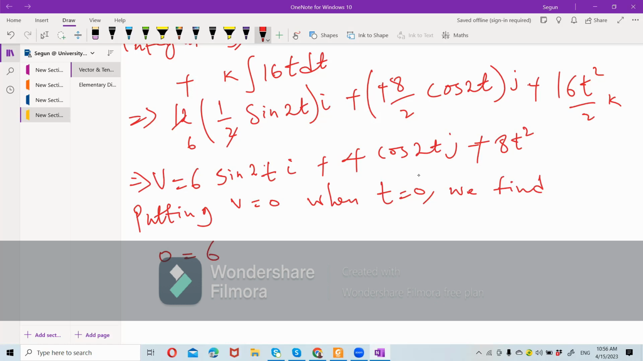Hello, sir. I'm with you. I don't understand the value of k. Why is the negative before 8 over 2 now cancelled out? When you integrate sine, what do you have?